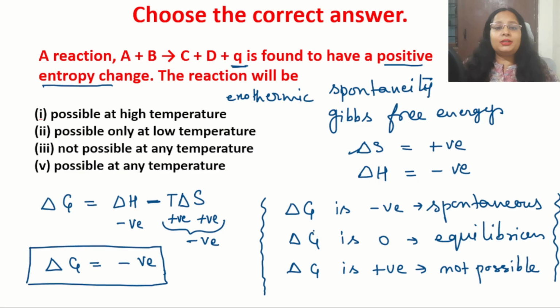Now for this reaction, case 1 is applied, delta G is negative. It means the reaction is spontaneous at any temperature. Spontaneous means it is possible. So our answer will be the 4th point, possible at any temperature. Clear? It's a very easy question, just a concept based question. So keep on studying with me.